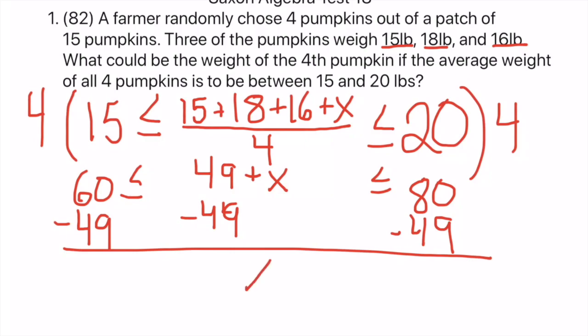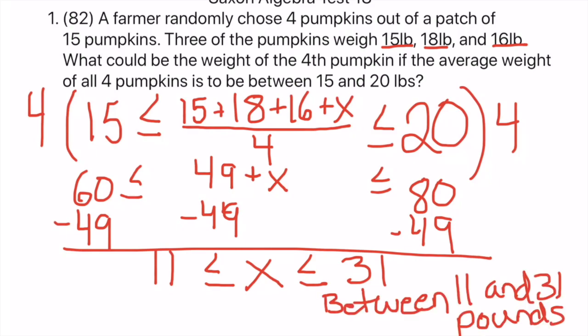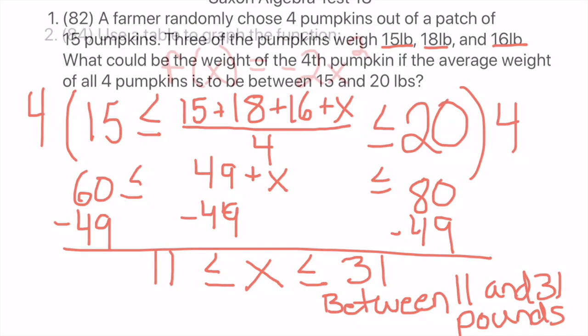So for our final answer, we're just left with x in the middle. And over on the right, 80 minus 49, we're left with 31. And then 60 minus 49, we're left with 11. So the pumpkin can be between 11 and 31 pounds.